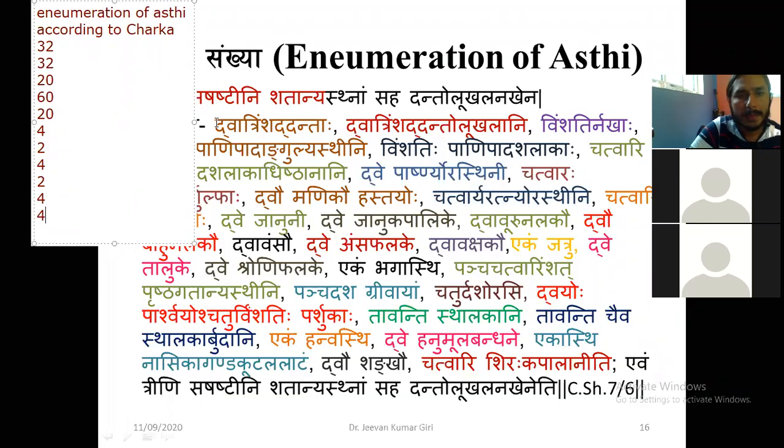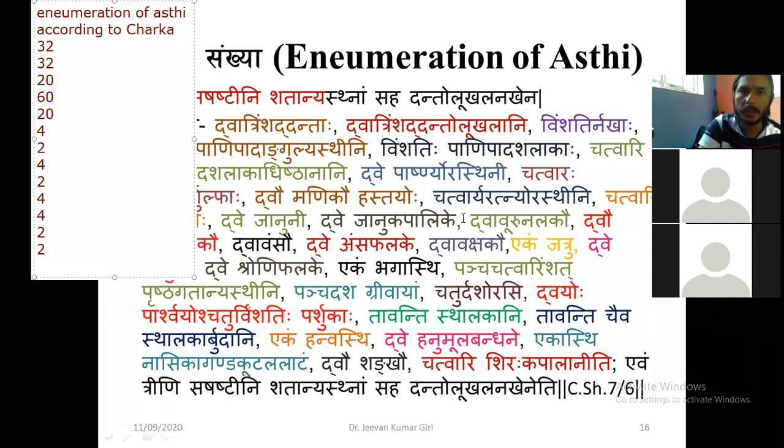Now next is the Dvave Januni. Now write Janu and give an arrow and write 2. Just write Janu and write 2. Dvave Januni. Then the next, Dvave Janu Kapalike. Just write Janu Kapalika and write 2. So that is 2 in the Janu Kapalika.